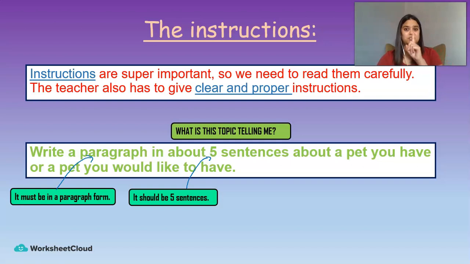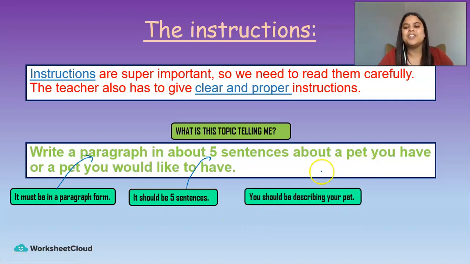So even though there's just one topic, in this topic there are a few things that they're telling me to do in my paragraph. And that's important to read. That's why I say read it carefully, because sometimes we miss these important parts of the topic. And then lastly, it's telling me it should describe my pet. So it must be in paragraph form. It should be 5 sentences and it should be describing my pet. And if I don't have a pet, I have to describe a pet I would really like to have.